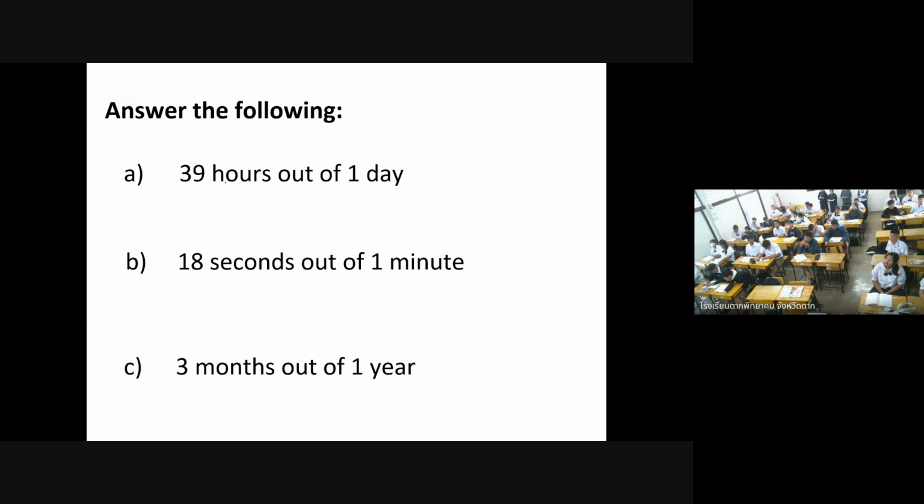Hours means hours, and day means one day. Since the units are not the same, we need to make them the same. Now, one day, how many hours? 24. Meaning, this will become 24 hours. So we're going to have here 39 hours out of 24 hours. And again, since we're looking for percentage, multiply by 100%. And then we can simplify.